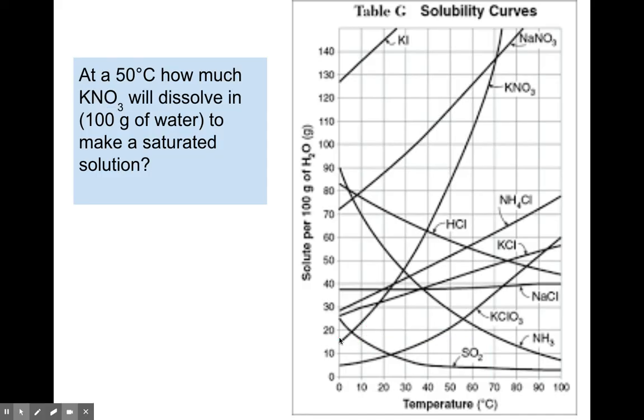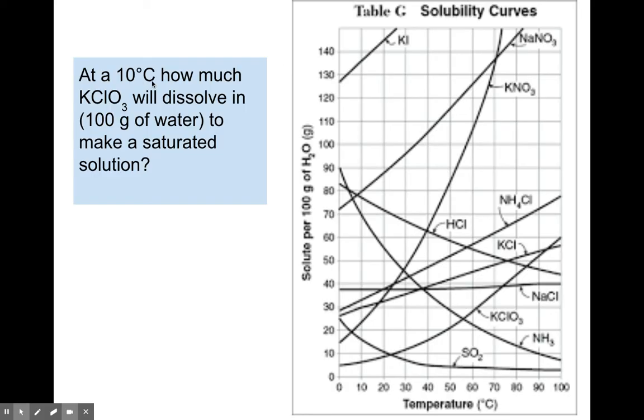Let's try another. 50 degrees of KNO3. 50 degrees, and you have to go all the way to the line or the curve that's KNO3 at that temperature. And then you go over to the left. Take a reading. There you go, 85 degrees. Again, looking for the saturation point, the curve.